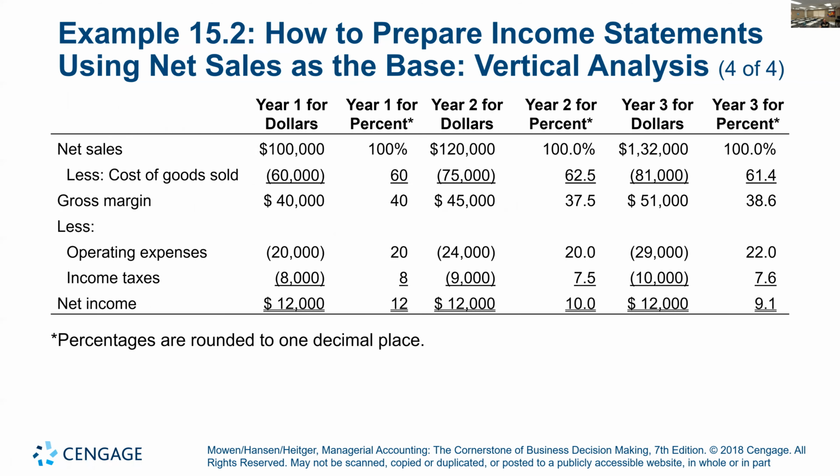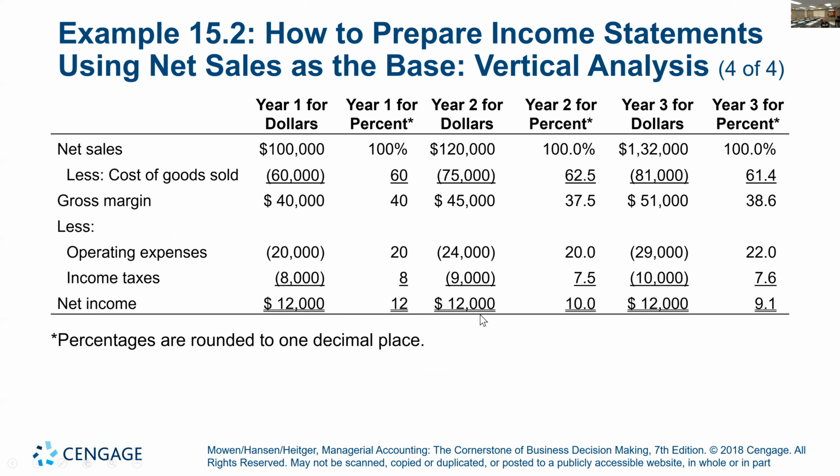Everything's just going to be divided by that number. So as you can see, for year one, net sales are 100,000 divided by 100,000, so sales is always 100%. Cost of goods sold is 60,000 divided by 100,000, 60%, which means our gross margin, 40,000, is 40%. Then 20% with operating expenses, 8% with income taxes, and 12% of sales with net income.